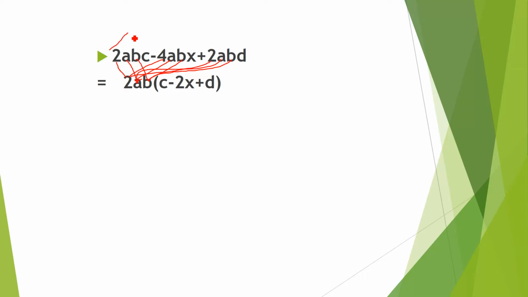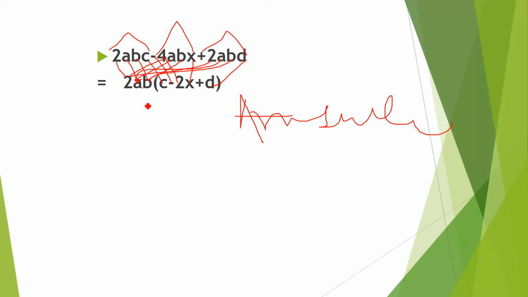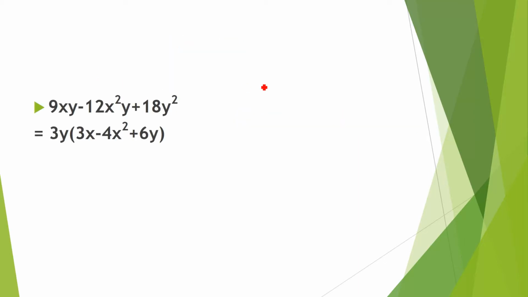This is 1, and then minus, so this is different, and this is plus and this is different. Among these three terms, we can take 2ab as a common. So what is remaining? 2ab is common here, c is left, and then this minus sign, and then 2 times 4. So 2 and ab we have taken as a common, x is remaining, minus 2x, 2ab is common, only d is left, so this is the answer. This is the very basic factorization.